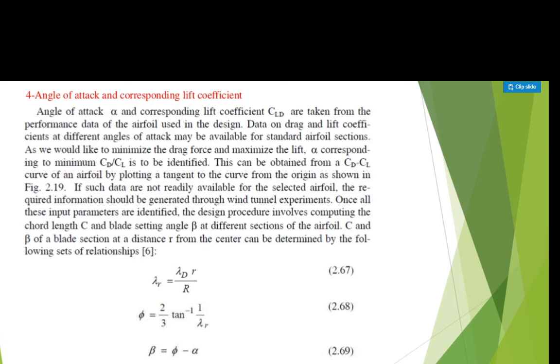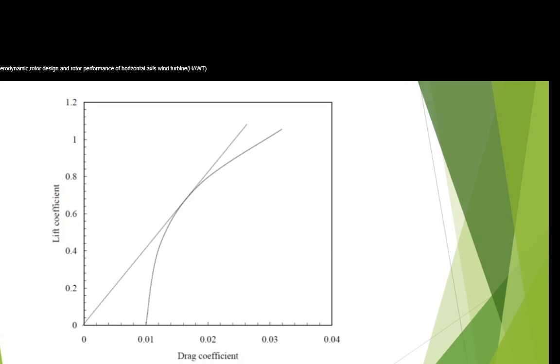λr = λ r/R, φ = 2/3 tan⁻¹(1/λr), β = φ − α, and C = 8π r / (B CLd) (1 − cos φ). This is the figure showing the CD-CL relationship of an aerofoil. In this figure, you can see the diagram with lines shown for the drag force and lift force.